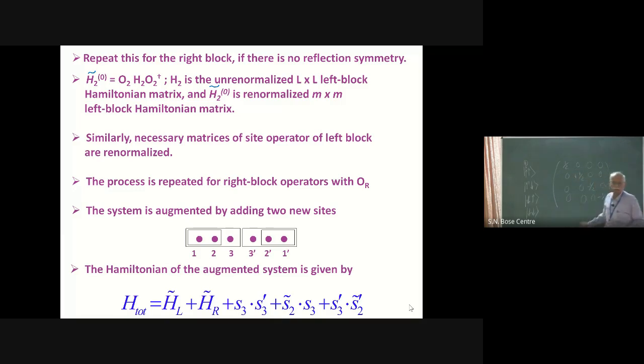So it's a 4x4 block that I have. This I can renormalize by using O2, right? O sub 2. Okay, so that's how we did it. I renormalize.